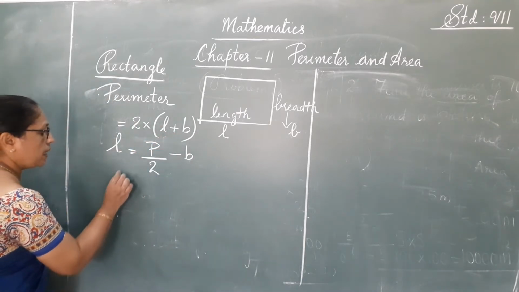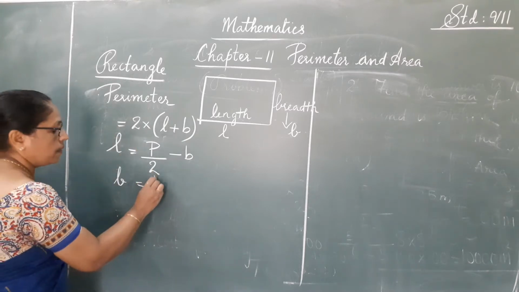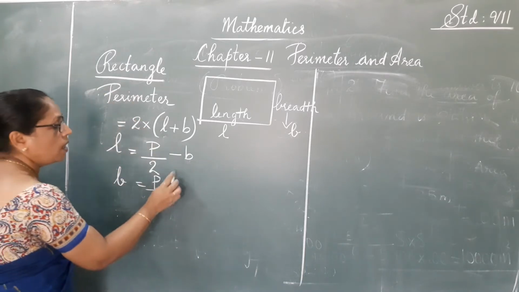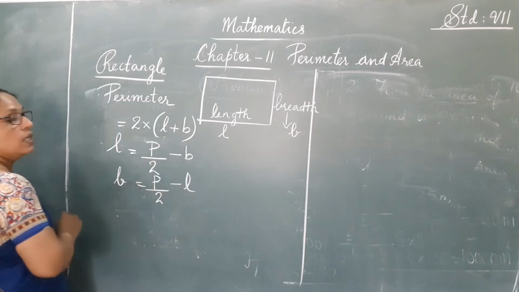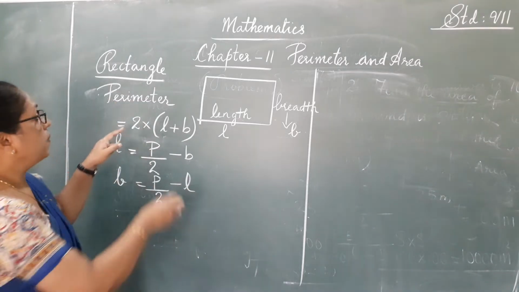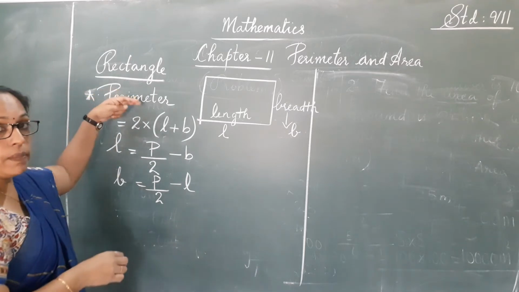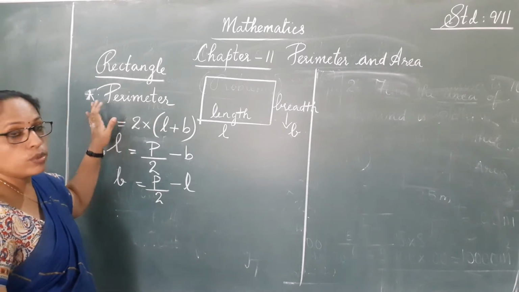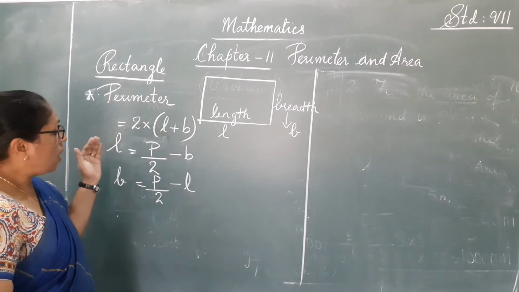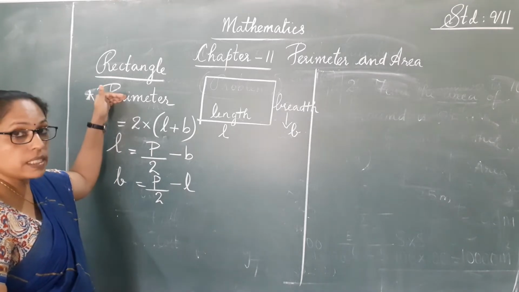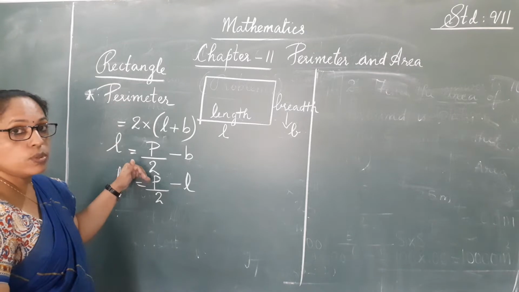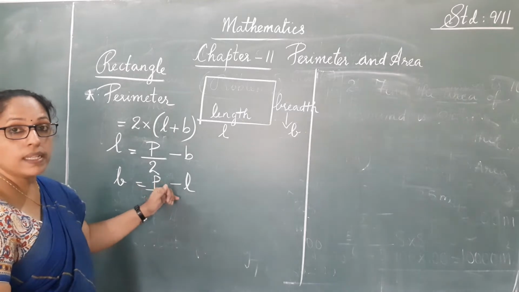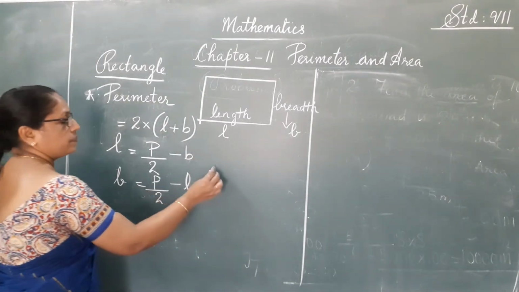In the same way, how can you find breadth? Perimeter divided by 2, because it's 2 into, and the plus L becomes minus L. So these are 3 formulas. The main formula is perimeter, and from perimeter we can find length and breadth. Once again, perimeter equals 2 into (L plus B). To find length, perimeter divided by 2 minus breadth, and to find breadth, perimeter divided by 2 minus length.